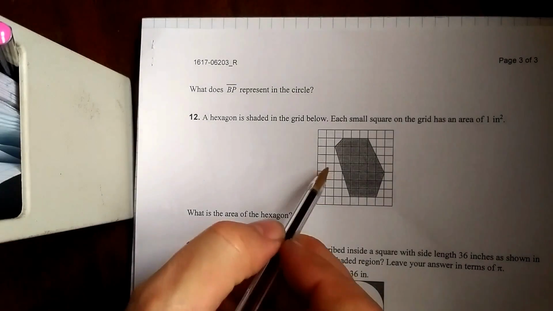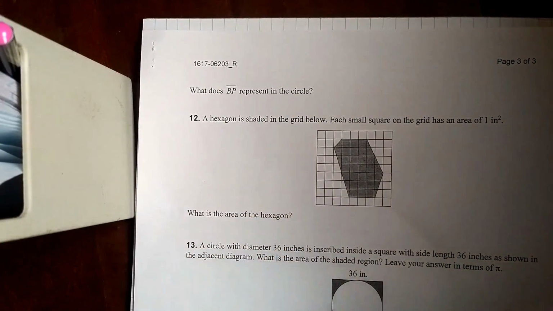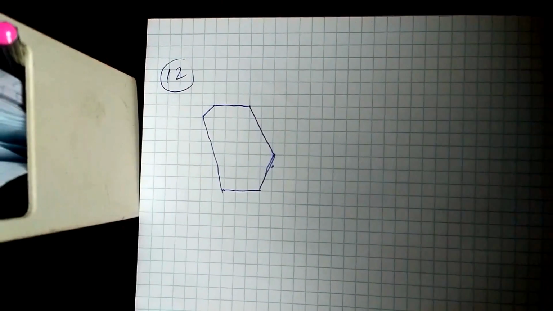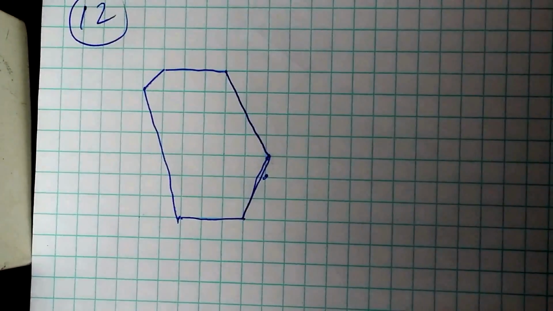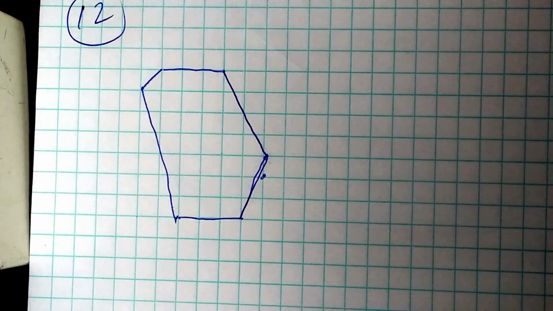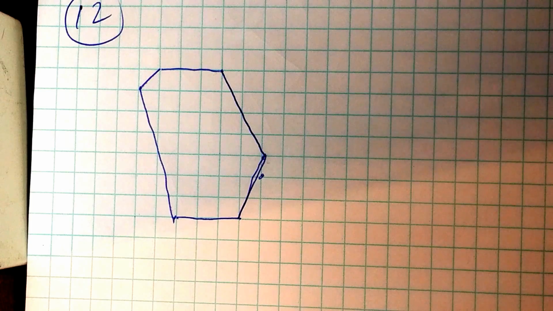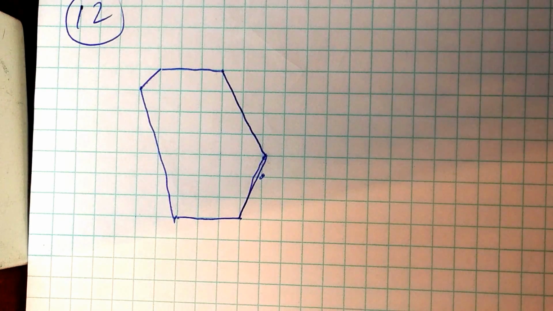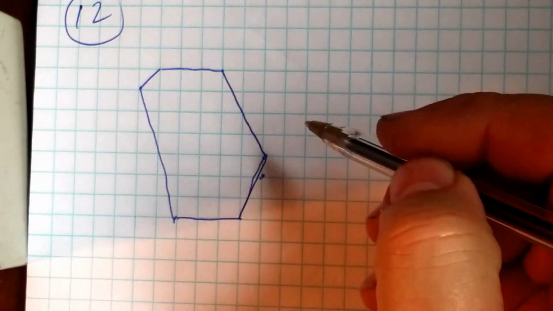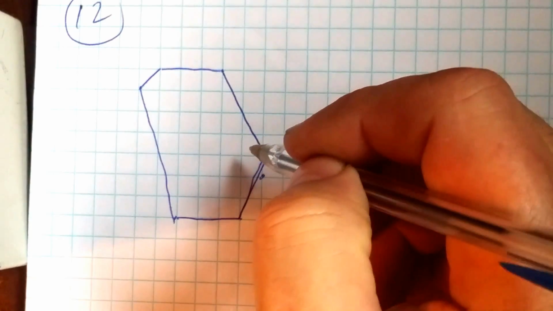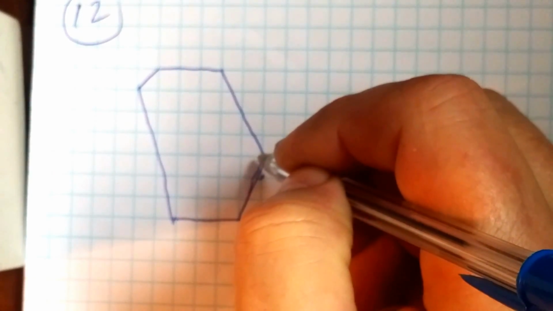They don't want us to estimate, and since this has diagonal lines, we can't actually count the squares as they are. So we're going to take this and break it into some smaller, more manageable pieces. So that means we're going to make it into triangles and squares and rectangles, and then in this case we're going to see we can even do a trapezoid.